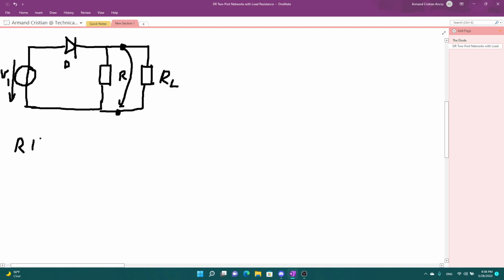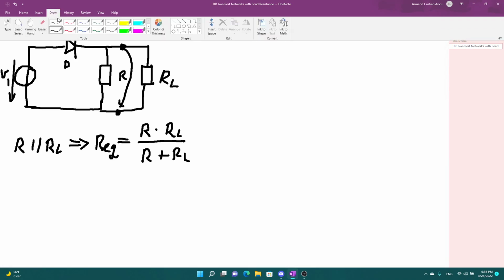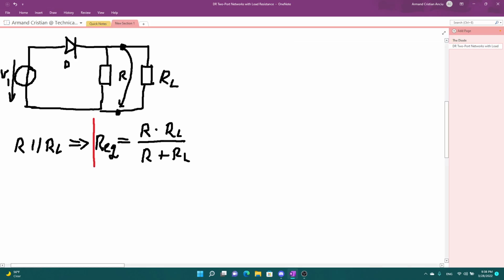So R is in parallel with RL. And we can say that the equivalent resistance will be equal to R times RL over R plus RL. And this is our new value for the output resistor.